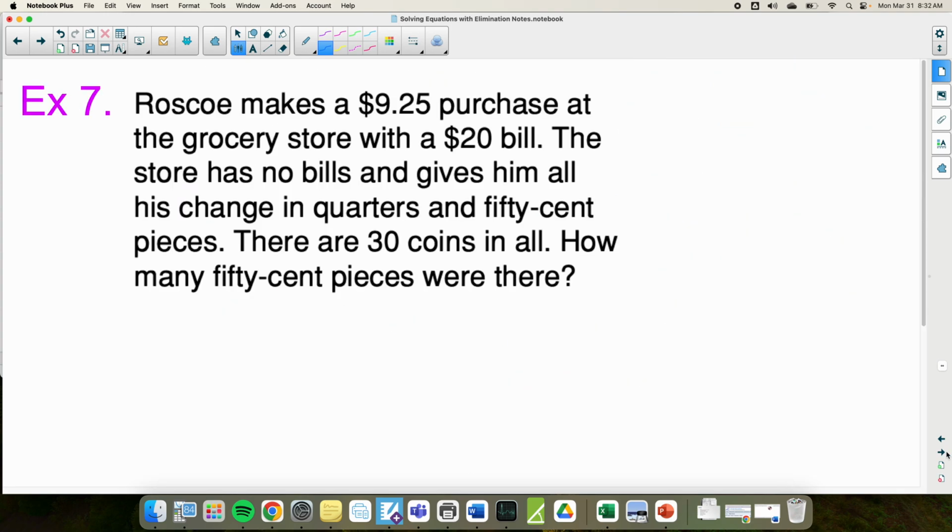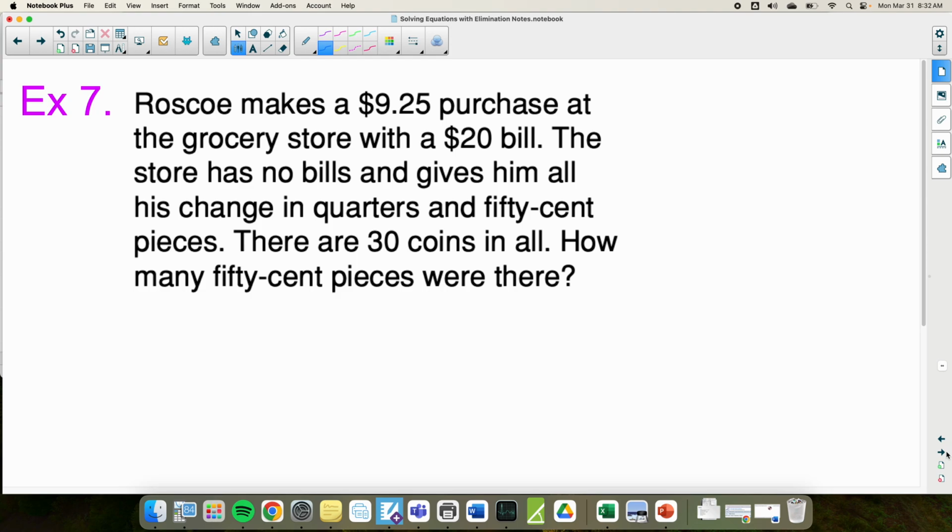Alright, Roscoe makes a $9.25 purchase at the grocery store with a $20 bill. The store has no bills and gives him all his change in quarters and 50-cent pieces. There are 30 coins in all. How many 50-cent pieces were there?